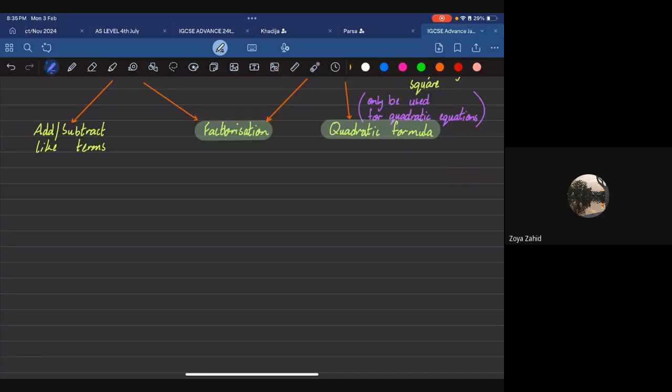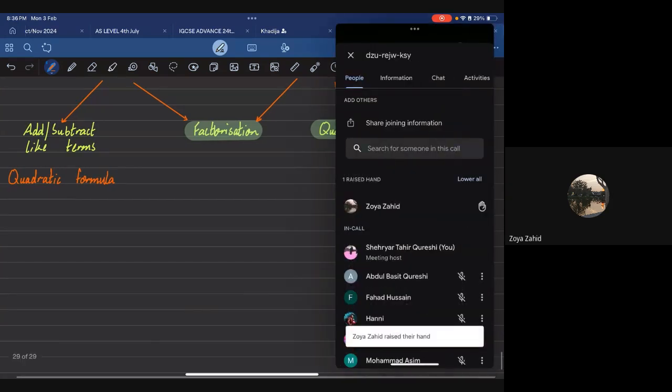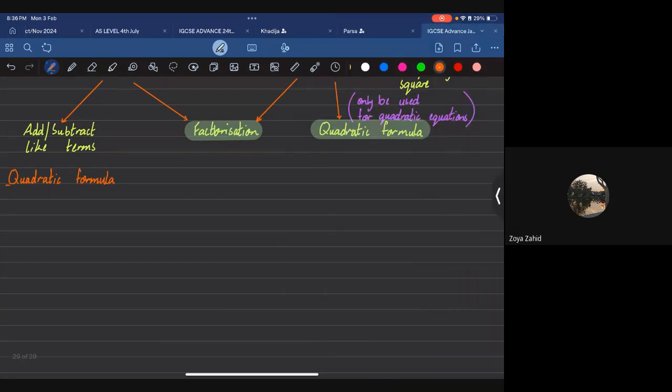So if I were to use my quadratic formula, first of all, can anyone tell me what is the quadratic formula? Yes, guys, whoever has raised their hands can answer. Yes, Zoya. Minus b plus minus square root of b square minus 4ac.